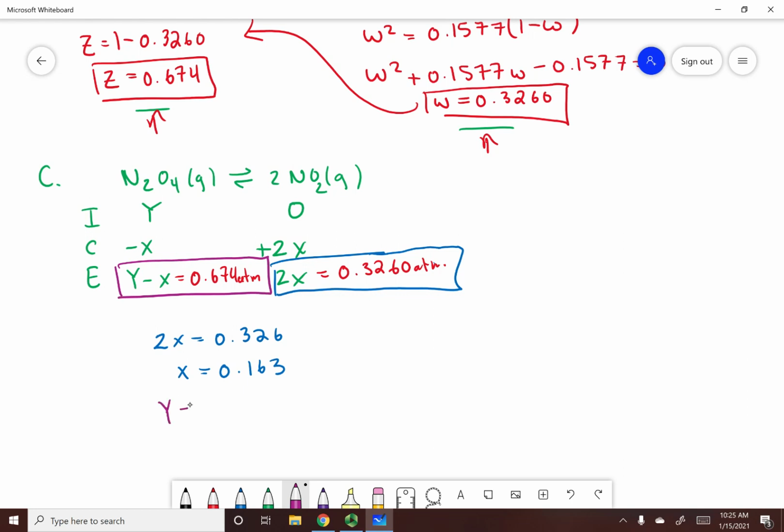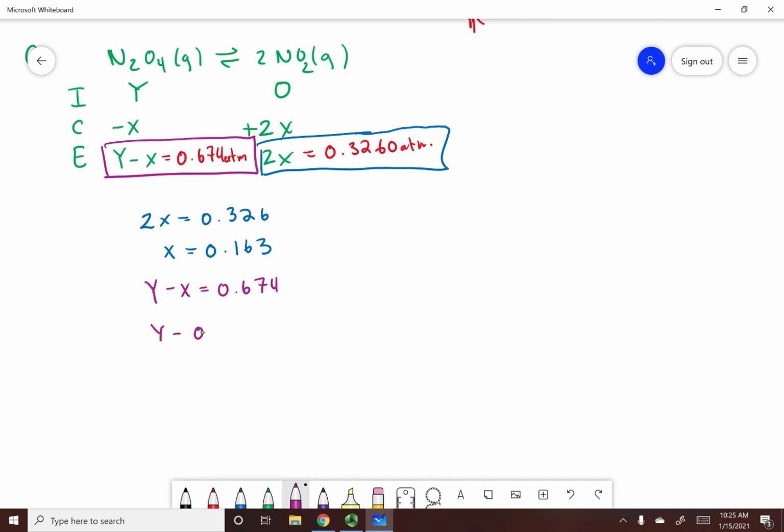Then I can work with this expression now that I've solved for x. So y minus x equals 0.674 atm, and I know that x equals 0.163, so I can solve for y being 0.837. So this question is asking for the amount that is dissociated, or in other words, what amount has changed based on the initial amount. So really what this question is asking is x, the amount that has changed, over my initial amount, times 100%.